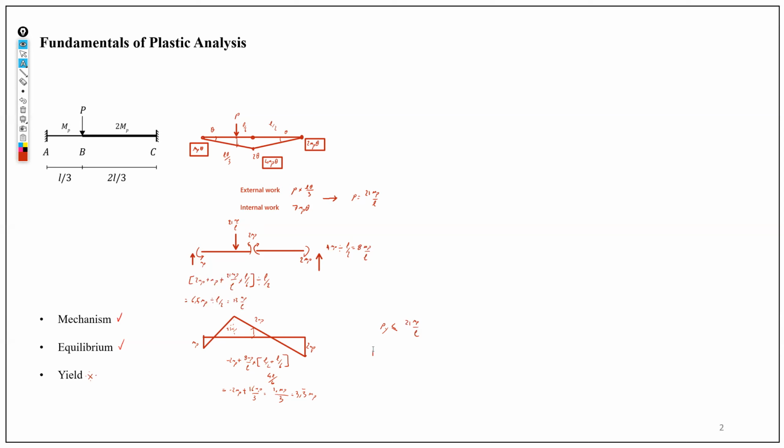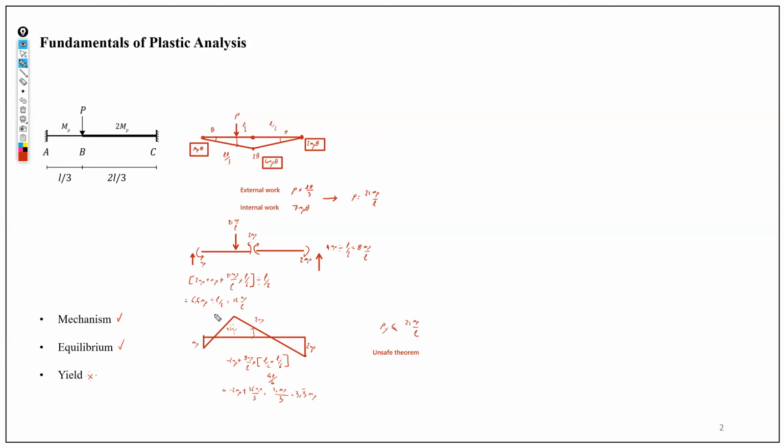This is what we called in the previous video the unsafe theorem, because if we say that the capacity of this frame is 21 Mp over L, we are on the unsafe side, it's not safe. Therefore, when we are assuming one mechanism, it definitely gives one upper bound value. Now, we can still use this diagram, these numbers that we have obtained. They are not wasted. They can give us some other valuable information. Let's see how.